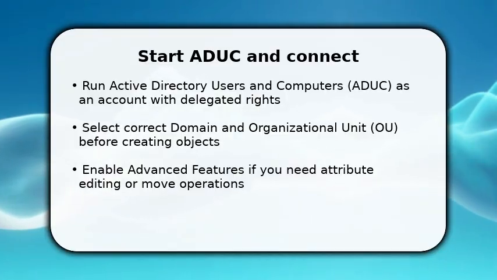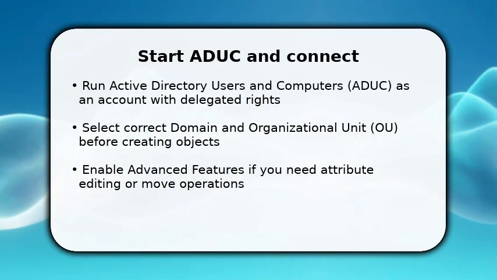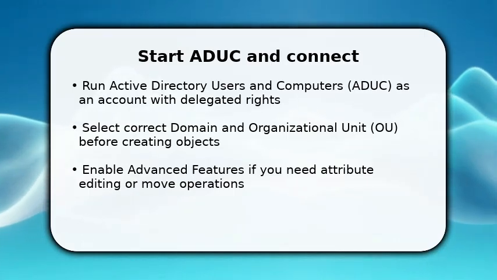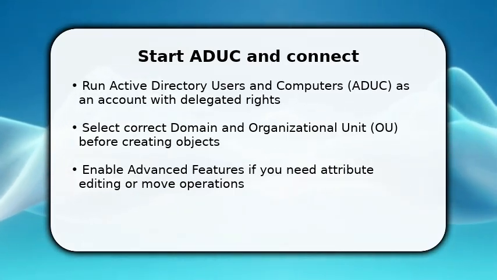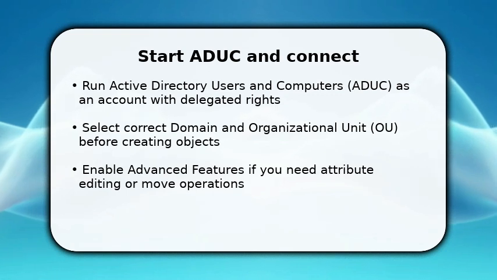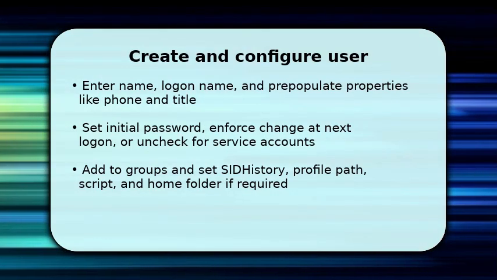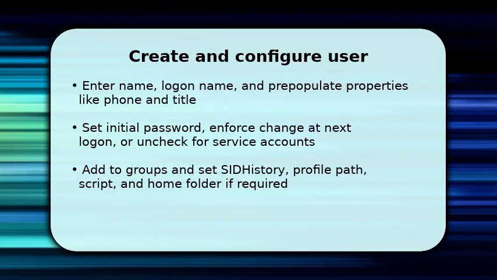Now, right-click the target OU and choose New, then User, to start the first creation step. This avoids global clutter and places the object where it belongs. You fill in the new user's display name and logon name, because exact spellings control UPN and SAM account name resolution. Once done, set a secure initial password and decide if the user must change it at next logon.